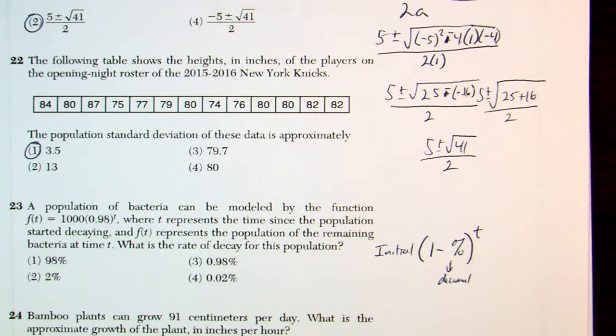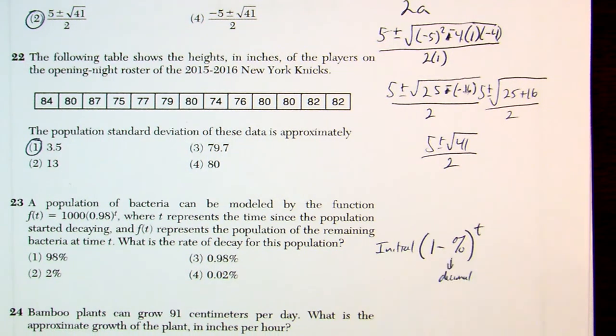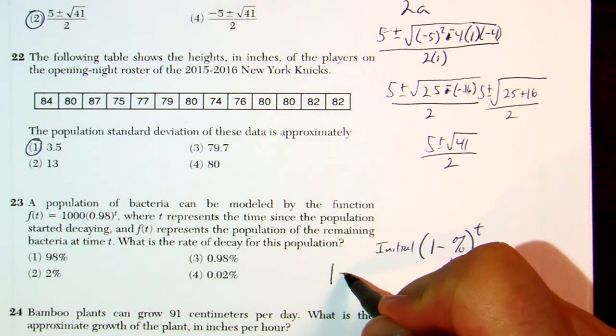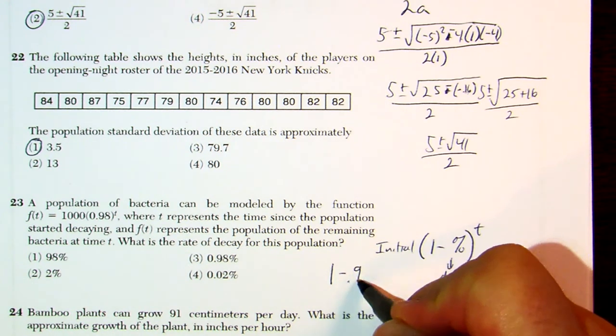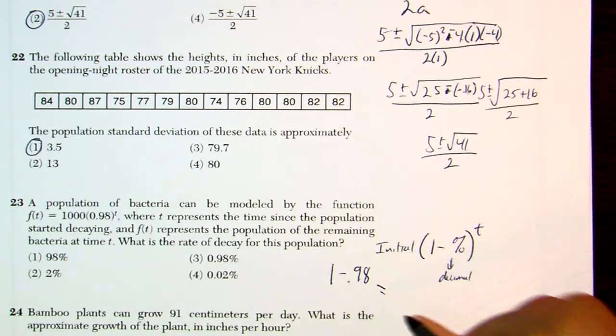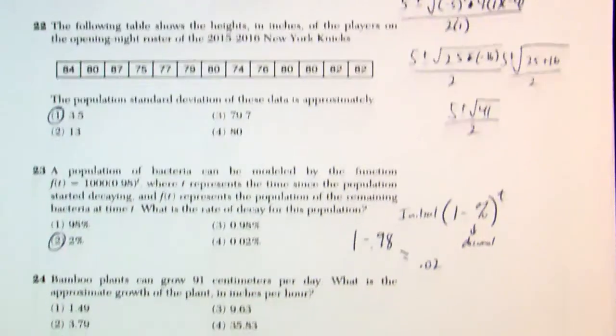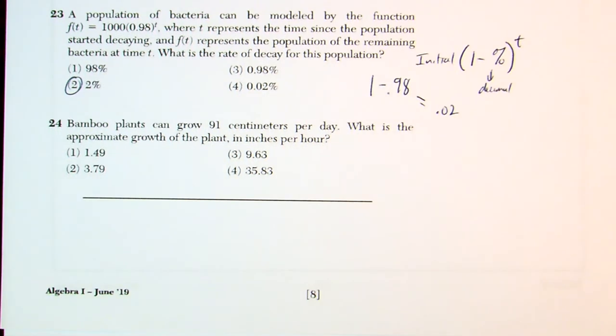So if I'm looking at the population decay, this is the decay part, and I go 1 minus the 0.98, and I'm going to get the 0.02, which would be 2%. So it's decaying at 2%. All right, last question for part 1. Says bamboo plants can grow 91 centimeters per day. What is the approximate growth of the plant in inches per hour?